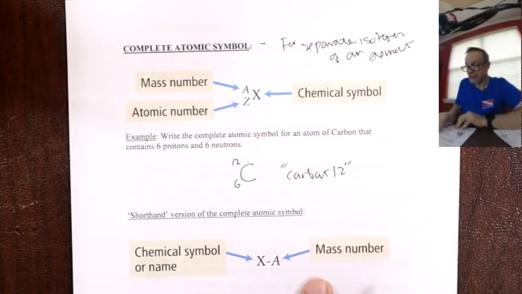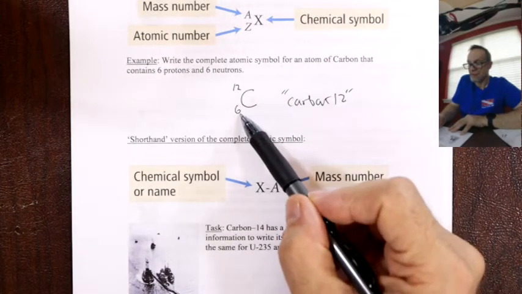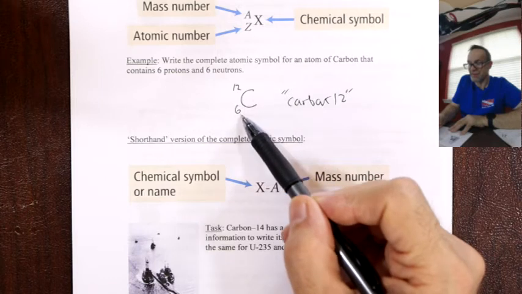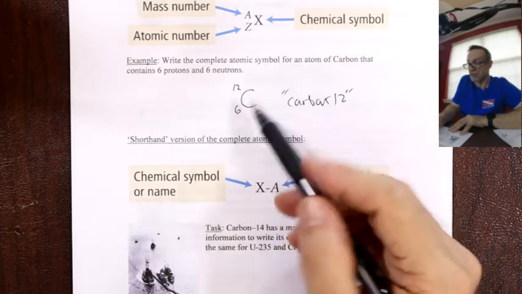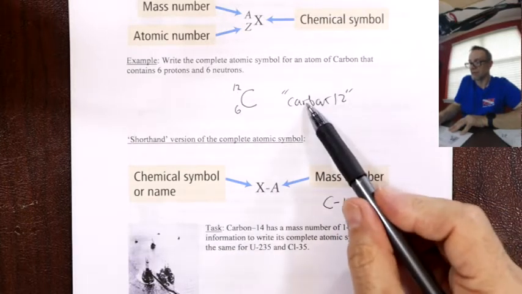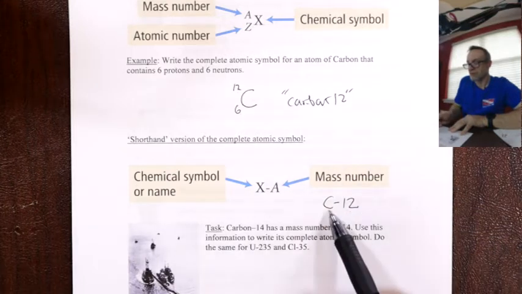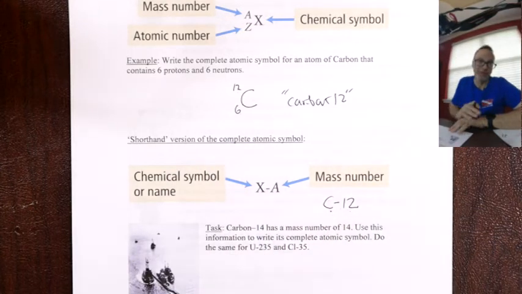And we can abbreviate that down here, right? Because element number 6 is carbon and anything that's carbon has 6 protons, this is information that's redundant. It says the same thing. So we can just skip it, right? So we actually just write C12. Instead of saying carbon, we just say C and then 12 for the mass, okay? So this is an abbreviated complete atomic symbol.